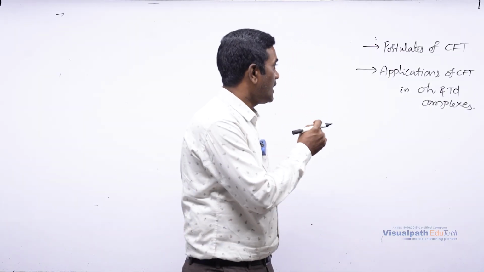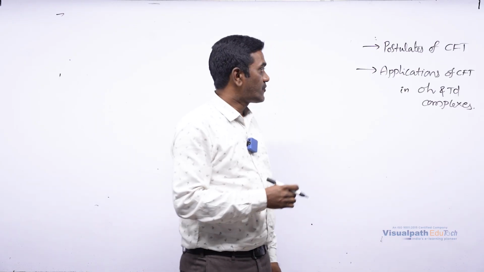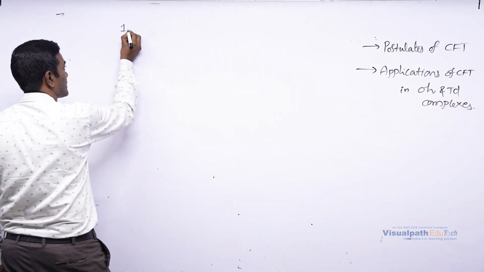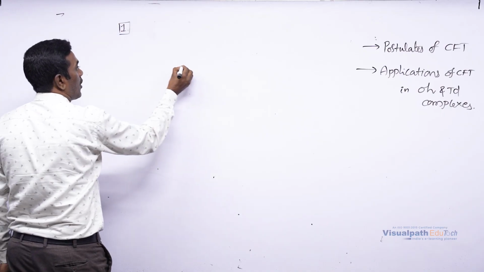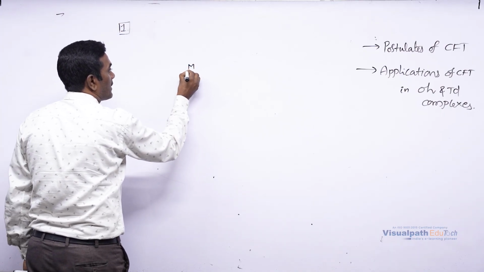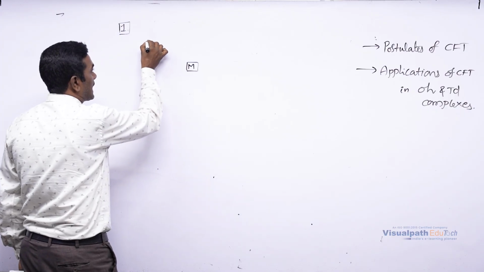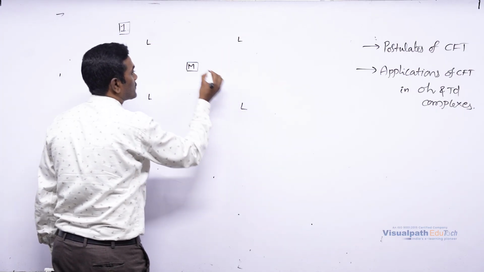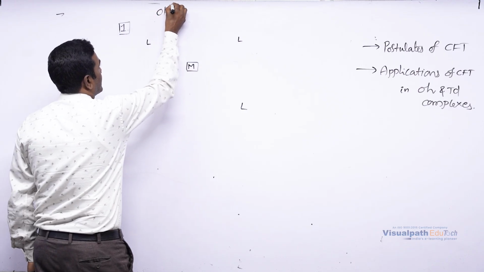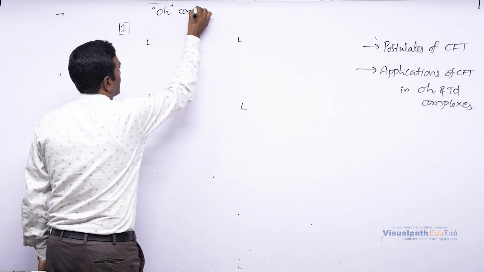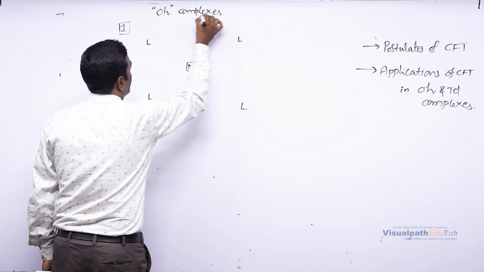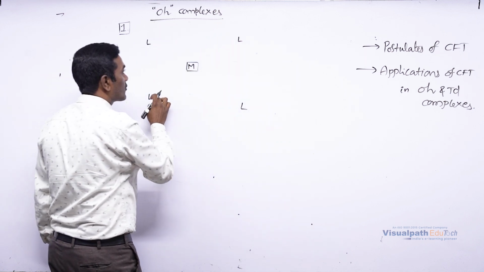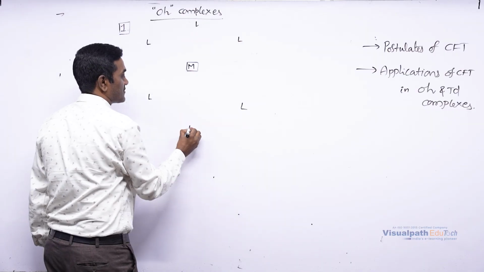Now we are going to see the application of CFT in octahedral complexes. Before going into the octahedral complexes, first we must know how the metal is approached by the ligands. The metal is approached by 6 ligands because we are going to discuss octahedral complexes. That means 6 ligands are going to approach the metal ion.